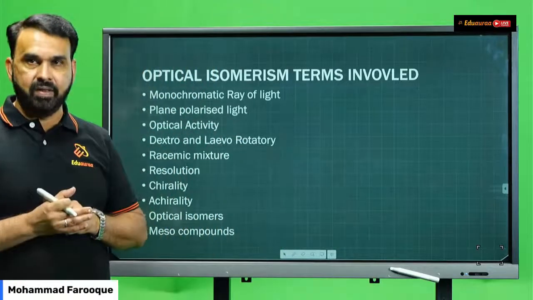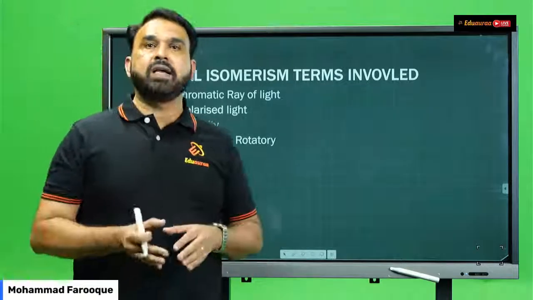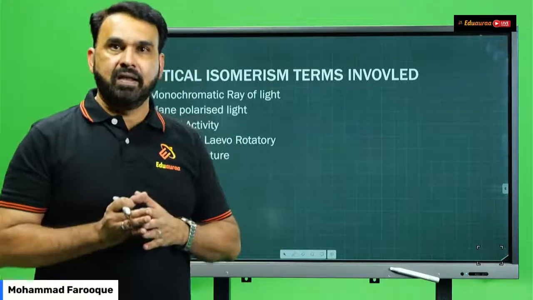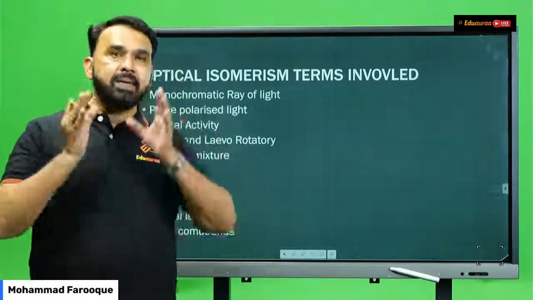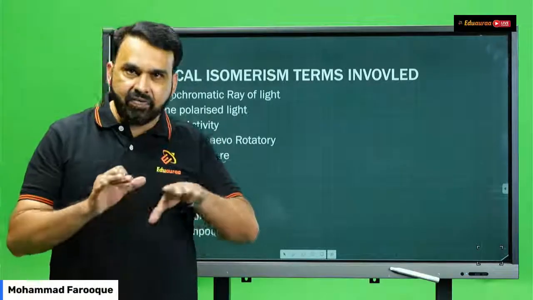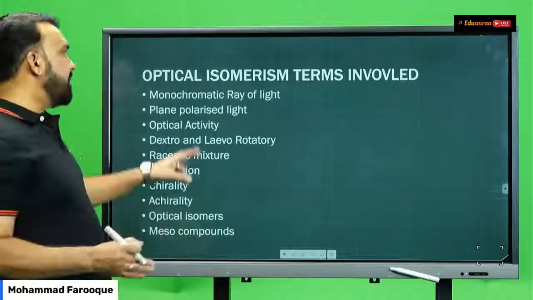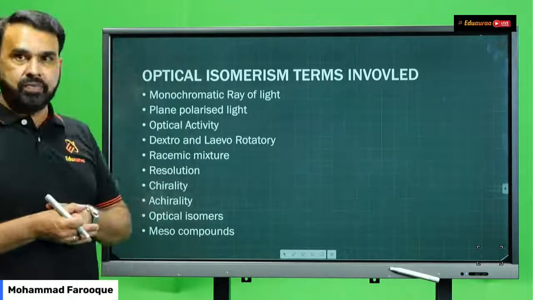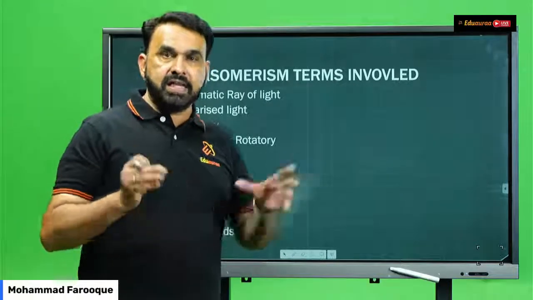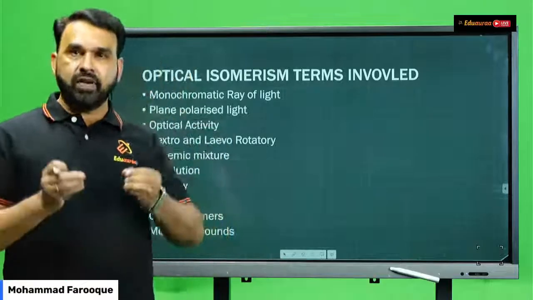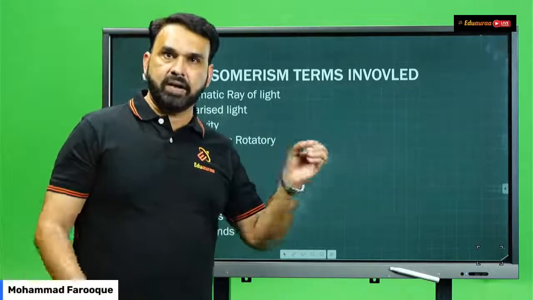That you know very well. For a compound to be optically active, it must be dissymmetrical. If an organic compound is symmetrical in nature, that means it can be exactly divided into equal halves, it is optically inactive. What is a monochromatic ray of light? A single wavelength of light. A single ray of light with a single wavelength is called a monochromatic ray of light.